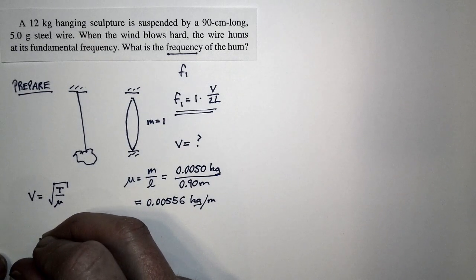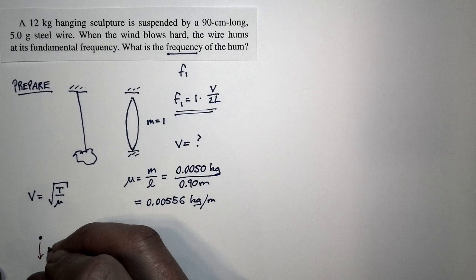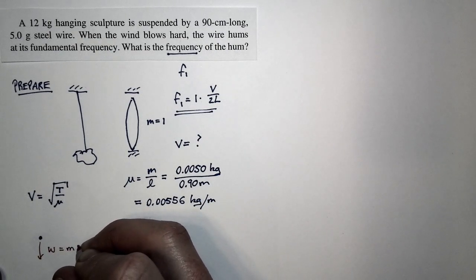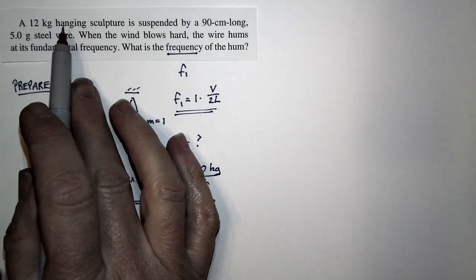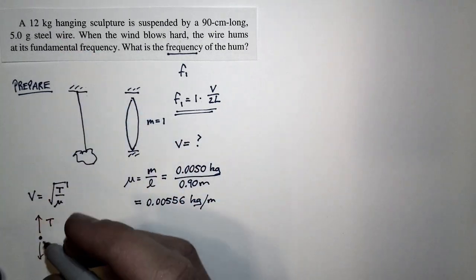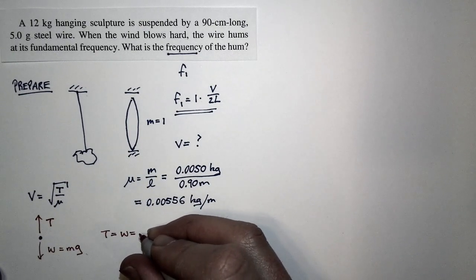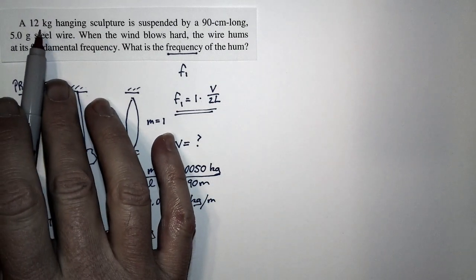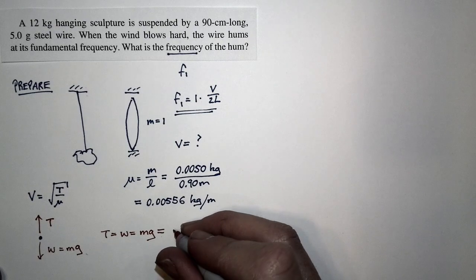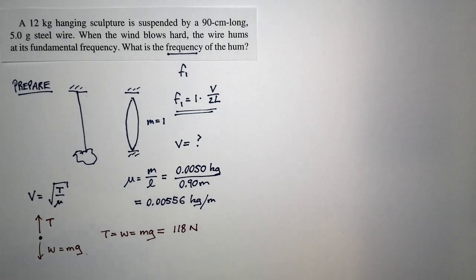Well, let's draw a free body diagram for the sculpture. The sculpture has two forces that act on it. It's got the weight force, which is just equal to M times G as always, and it's got an upward tension force. It's a hanging sculpture, not accelerating vertically. So we can say the tension force is just equal to the weight force, which is M times G. The mass is known. It's a 12 kilogram sculpture. And so the tension is just equal to the weight, and that's just equal to 118 newtons.